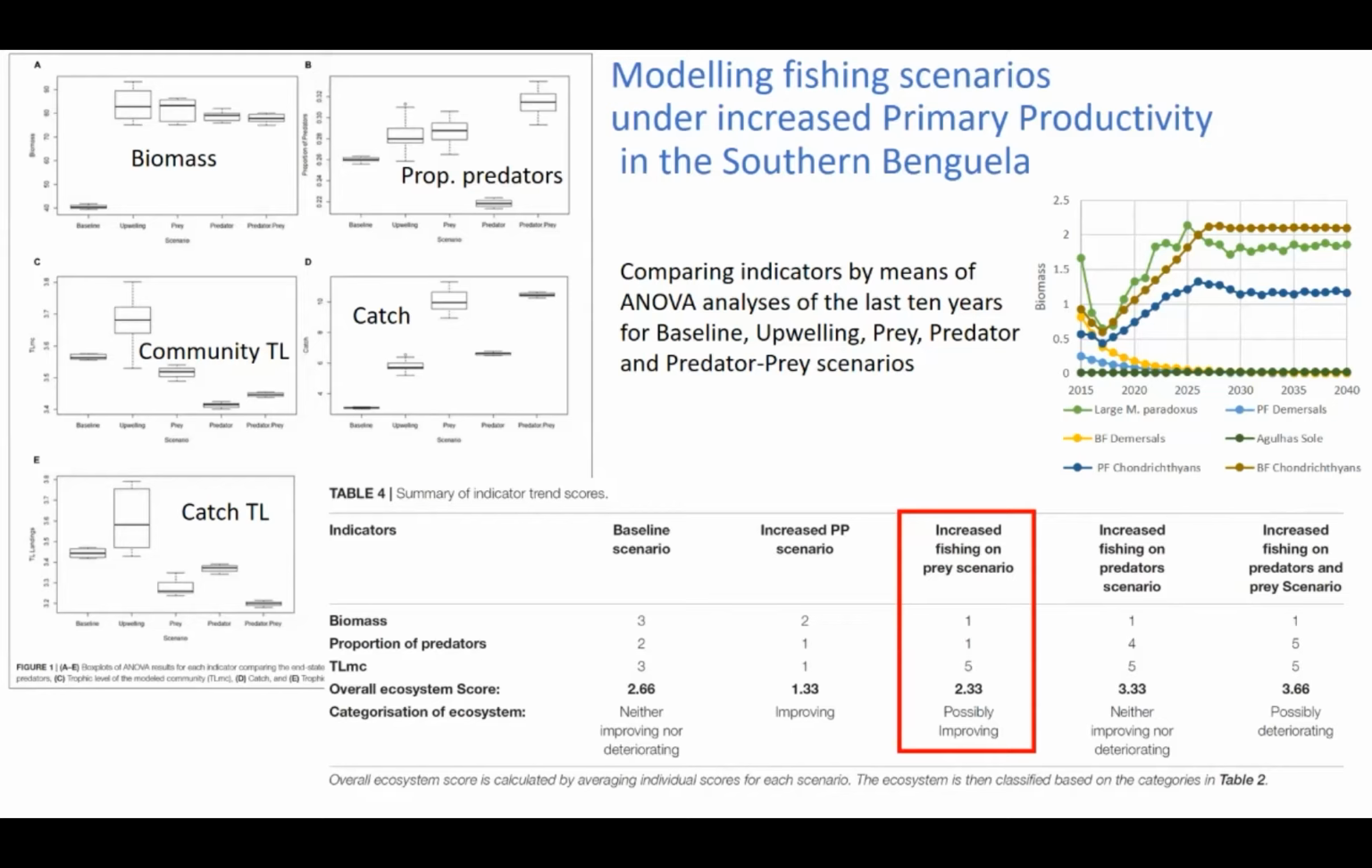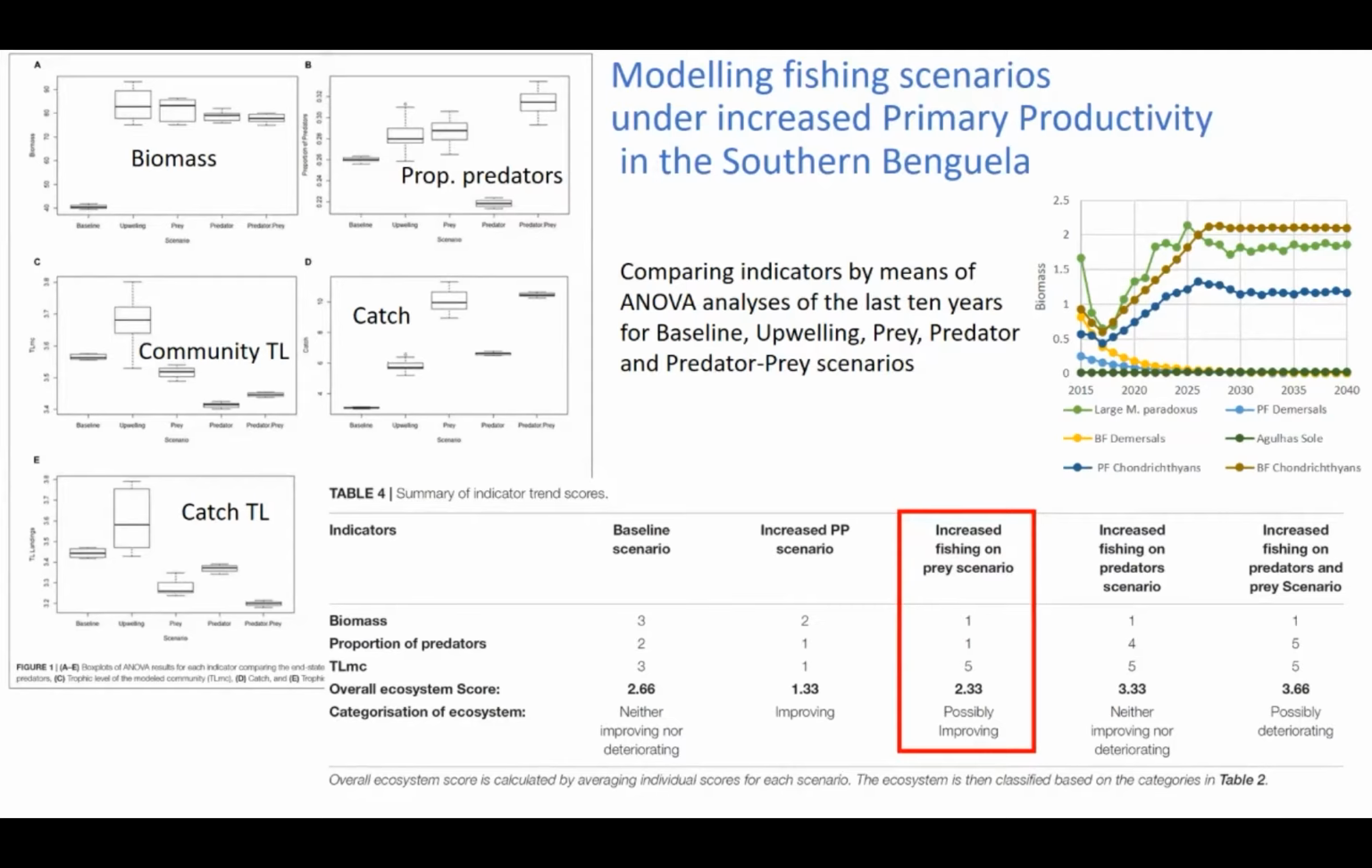We did a number of calculations on amounts and things. Then we ran the model and looked at what the indicators are: the biomass, the proportion of predators in our community, the trophic levels of the community, of the catch, the actual catch. What are those doing? In this specific graph on the left, I'm showing you the analyses using ANOVA of what we observed in the last 10 years for 5 different scenarios.